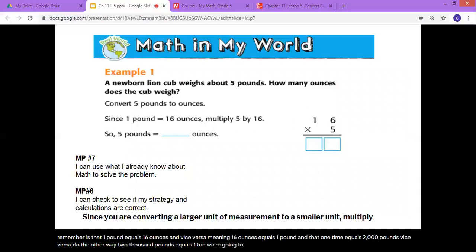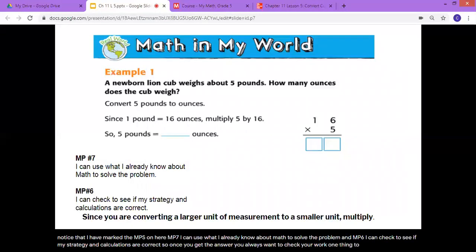We're going to jump into math in my world. Before I read the example, I want you to notice that I have marked the MPs on here. MP 7, I can use what I already know about math to solve the problem. And MP 6, I can check to see if my strategy and calculations are correct. So once you get the answer, you always want to check your work.